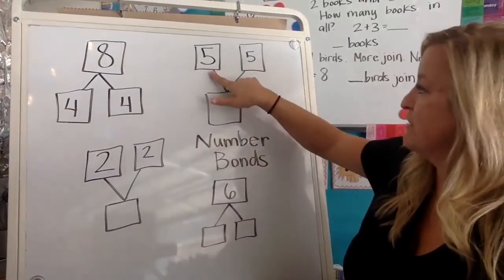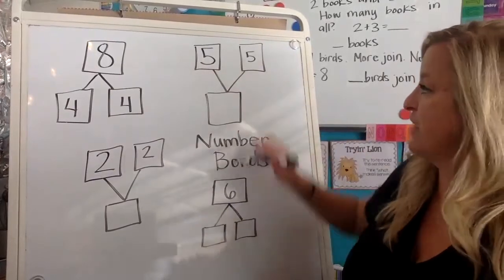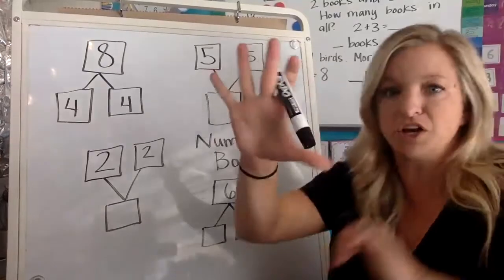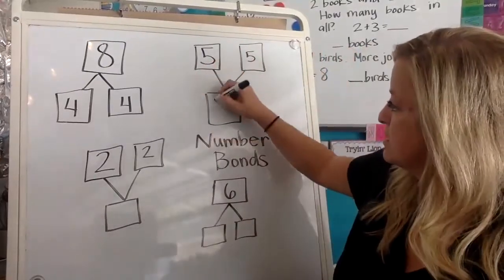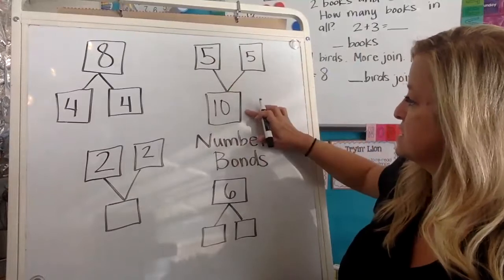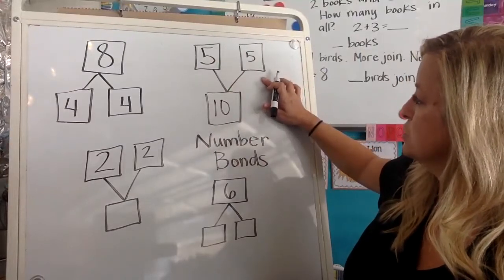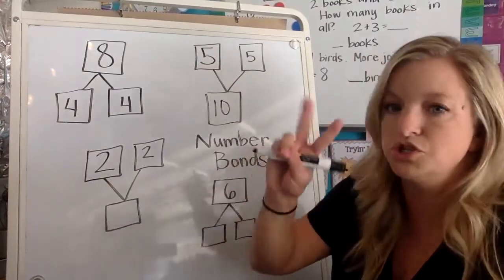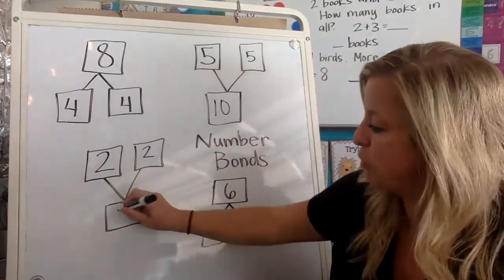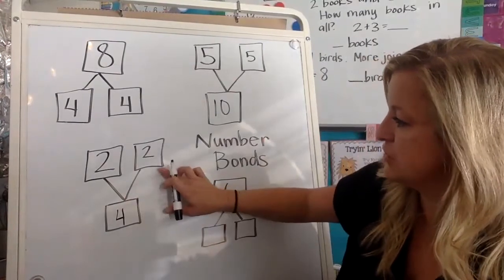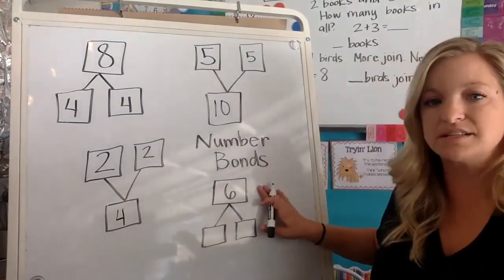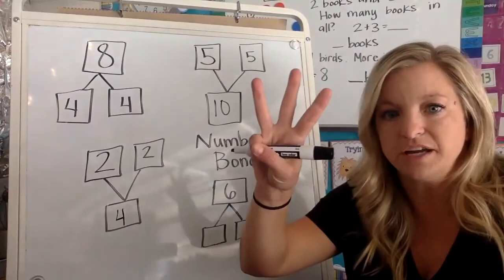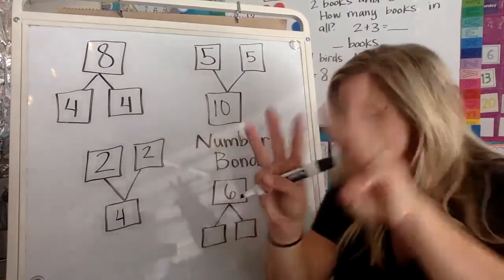If I add 5 and 5, it's a double stacked because it's two of the same number. I get 5 plus 5, which we know is 10. But if I flipped it, I could say 10 breaks down into 5 and 5 because it's opposites. 2 plus 2 is 4. 4 also breaks down into 2 and 2. What do I get to 6? That's double. 3 plus 3 makes 6.